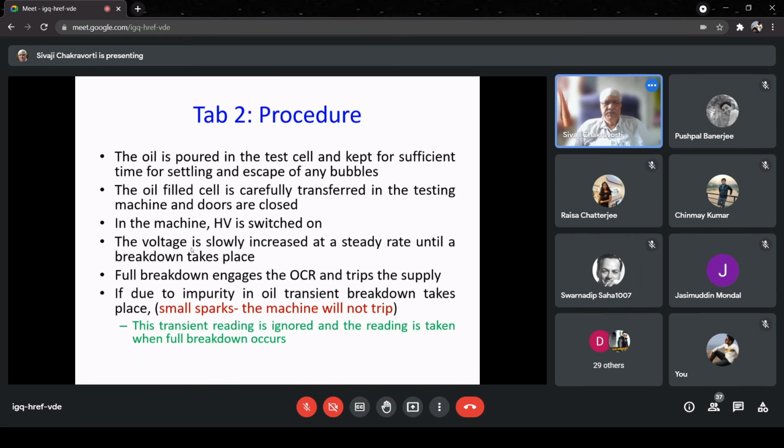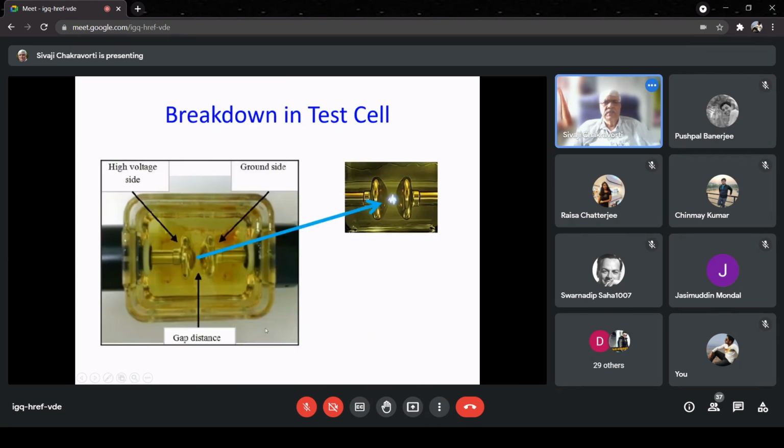Then the oil-filled cell, we put it in the test cell box, close the door, then we switch on the HV. Voltage is slowly increased at a steady rate. This is very important. We should not abruptly increase the voltage, because dV/dt, rate of change of voltage, plays a big role in breakdown. When breakdown occurs, the OCR trips the supply. This transient breakdown I will explain. But although there could be these transient readings, we have to ignore them.